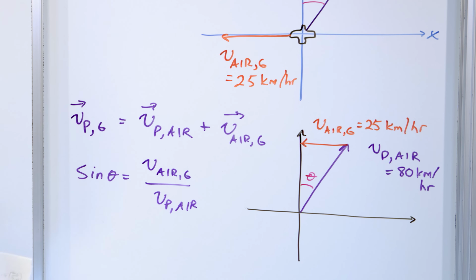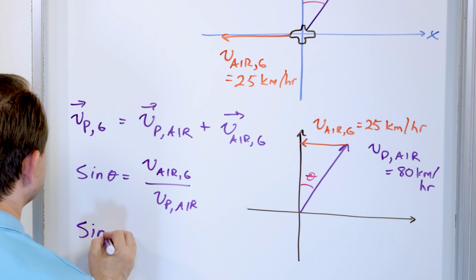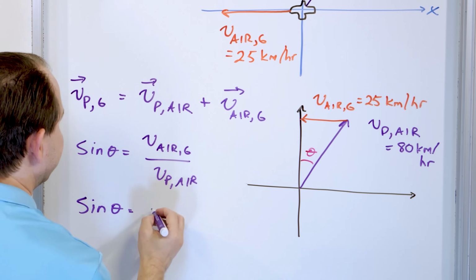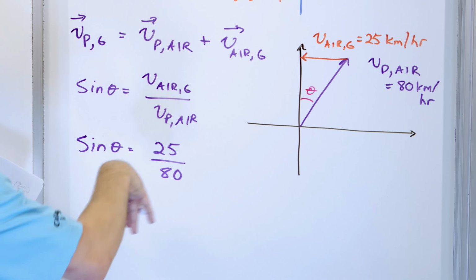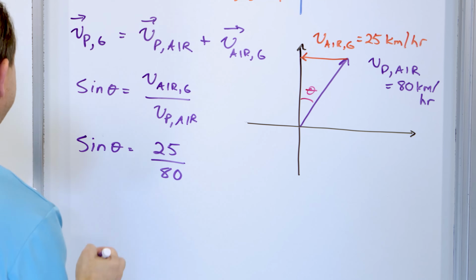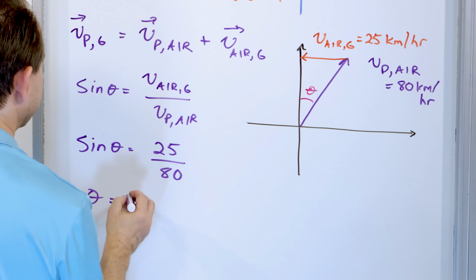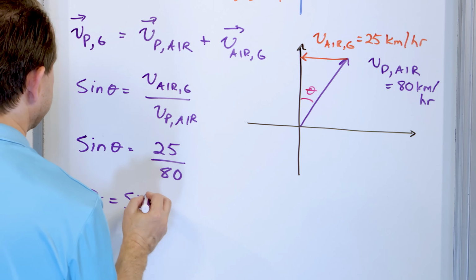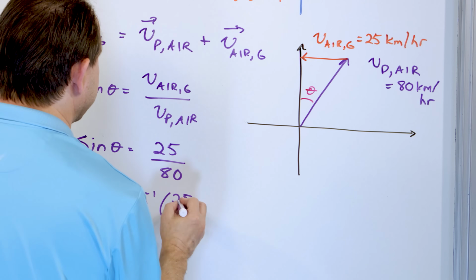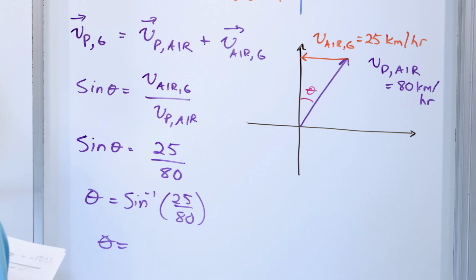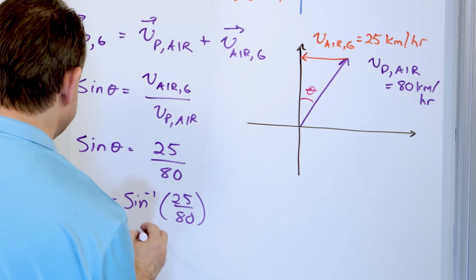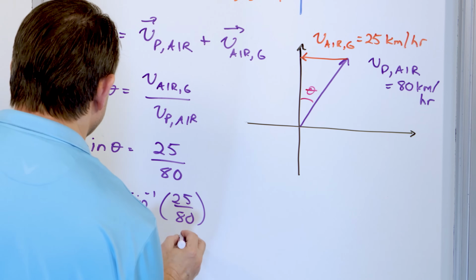So that means that the sine of the angle is going to be equal to 25 kilometers per hour divided by 80 kilometers per hour, and the units cancel, so I can just leave 25 divided by 80. So theta is going to be equal to the inverse sine of 25 over 80. Whenever you take 25 divided by 80 and take the inverse sine, you get 18.2 degrees.